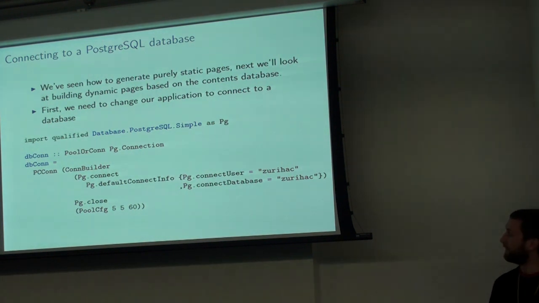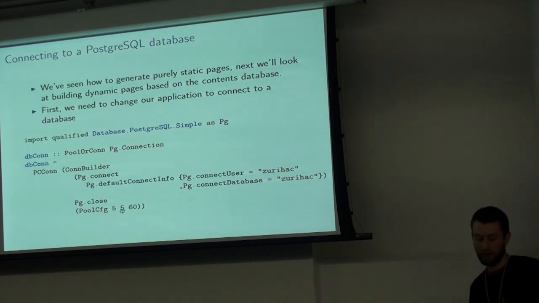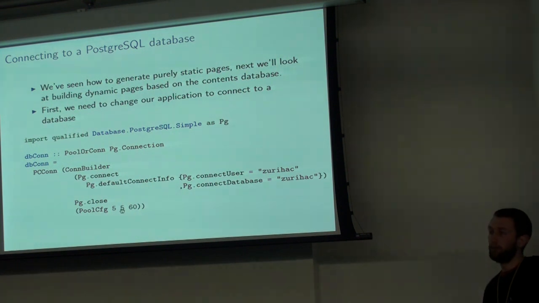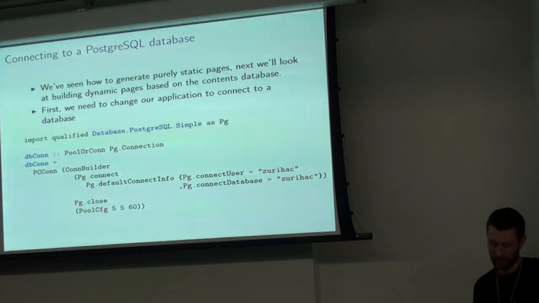And this syntax here is record syntax. So I'm just using the default connection strings and changing the user to be ZuriHac, and I'm also changing my database to be ZuriHac. And there's a couple of configuration options that you don't really need to worry about there, but Spock gives you connection pooling. So if you have an application with maybe a high load and a lot of people using it, rather than reconnecting to the database every time a request comes in, Spock will keep a connection pool open and reuse connections as it sees fit.